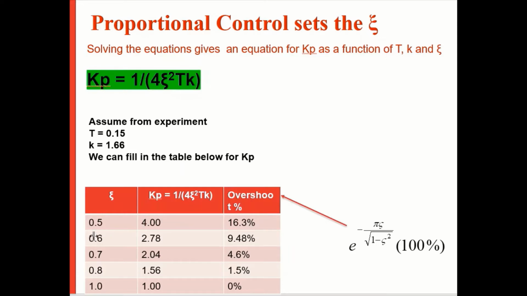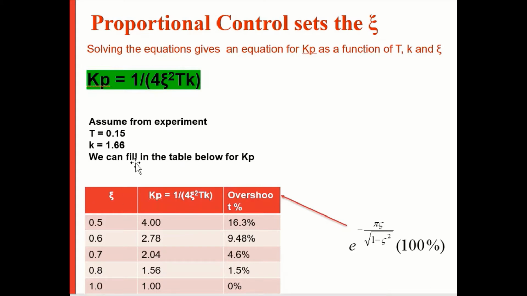Then we can increase the damping ratio to 0.6, the gain comes down to 2.78, increase the damping ratio to 0.7, gain comes down to 2.04, increase the damping ratio to 0.8, 1.56, damping ratio of 1, by chance it comes out as 1. Now I know for a given damping ratio that if I put that number into here, this number comes out as 16.3. So if I've got a damping ratio of 0.5, it's 16.3% overshoot, damping ratio of 0.6, 9.48, 0.7, 4.6, 0.8, 1.5, and 1, no overshoot at all.